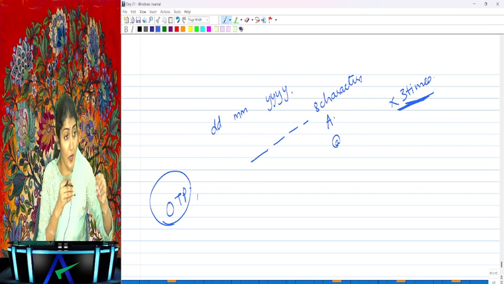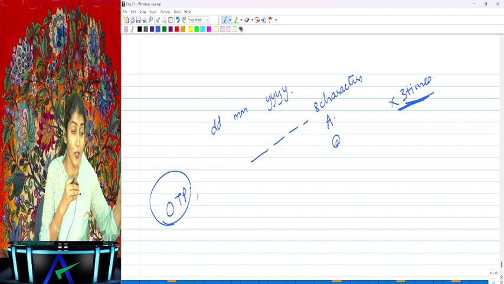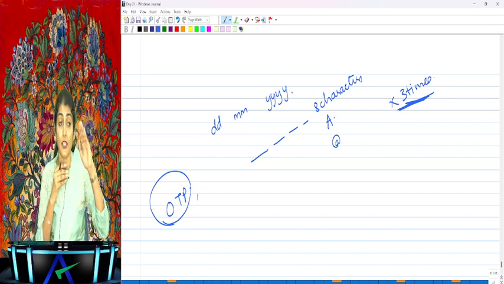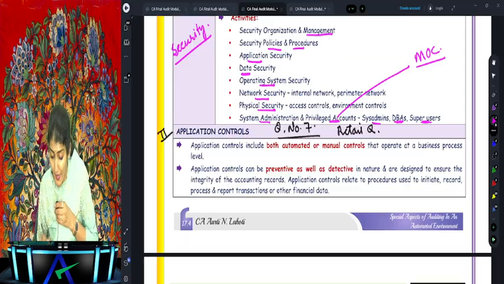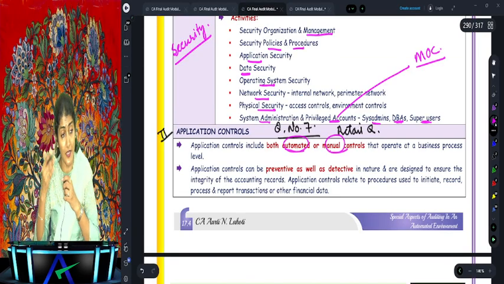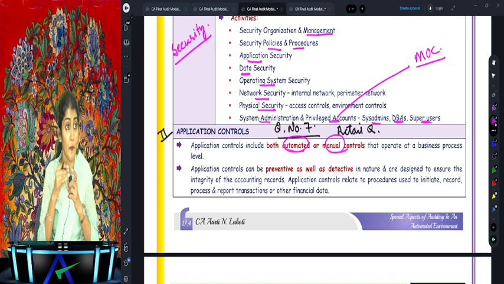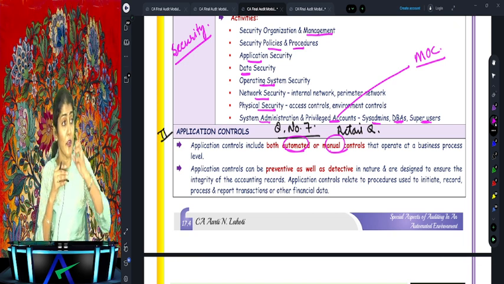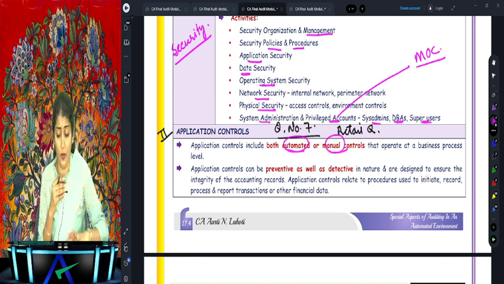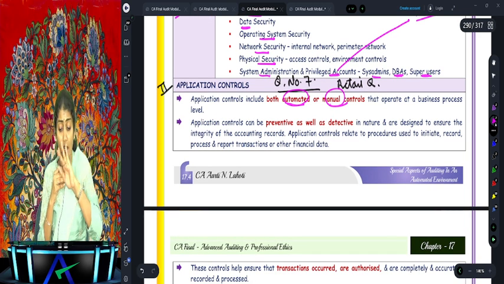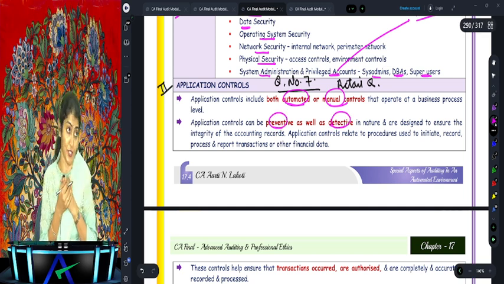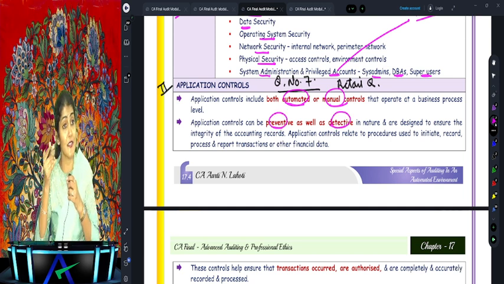Now we are talking about the transaction level, the application level. What does it say? Application level controls could be manual controls, or they could be automated controls. Can it be either or? Yes. Is it compulsory that all have to be automated or all have to be manual? No. Can it be a combination? It could be a combination of automated and manual. Then these controls are preventive as well as detective in nature.